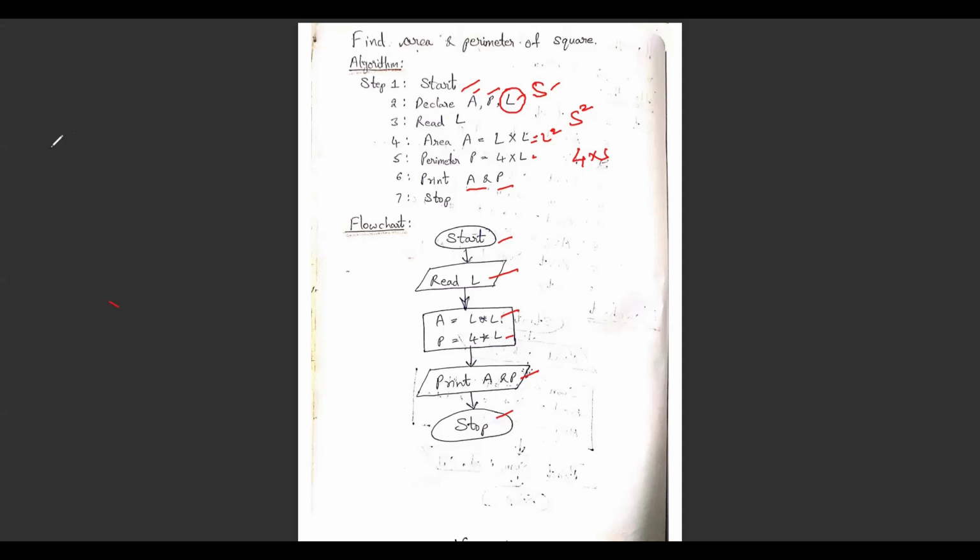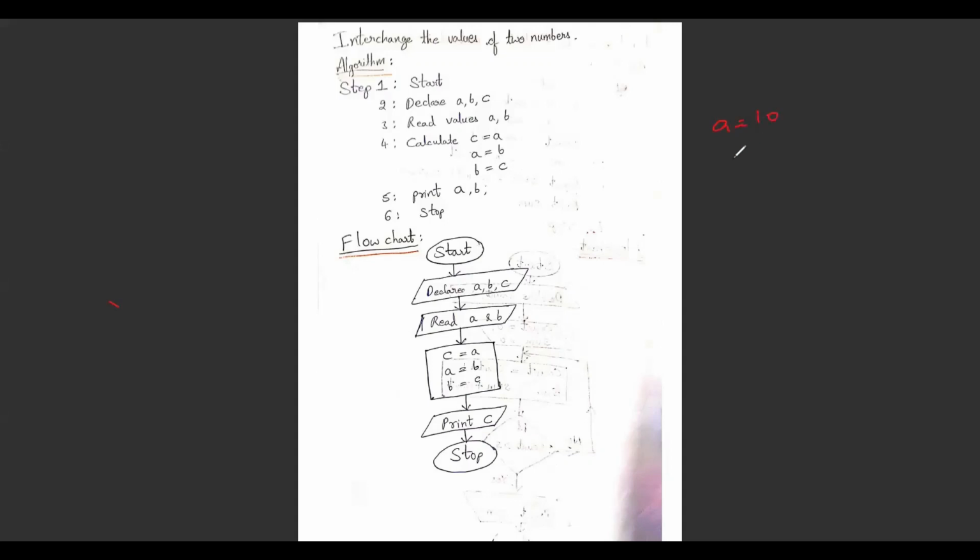Now next, I'm going to cover it a bit speedy, okay? Because all things are the same. Now this is where you're going to interchange two values. I mean, what is the meaning of this? Suppose in A I have the value 10 and in B I have 20. Interchanging of values is nothing but A will be stored as 20 and B will be stored as 10. You're interchanging these values.